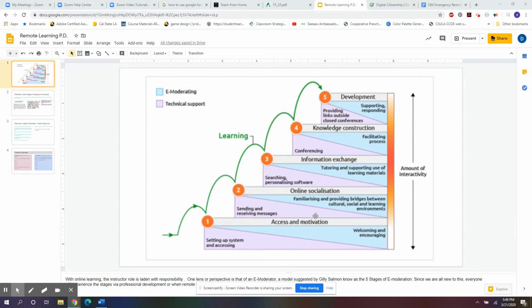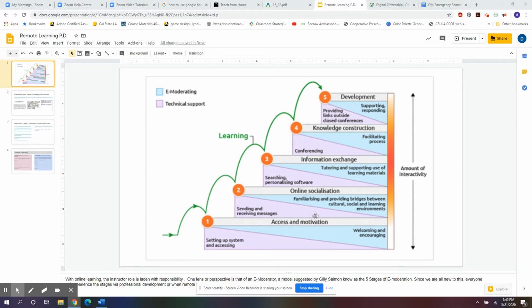Hi, I wanted to explain a possible framework that can be used to move forward with remote learning. It uses a combination of Gilly Salmon's 5 stages of e-moderating and Quality Matters emergency checklist for remote learning. There are other models out there, but I selected this one for its approachable visual explanation of one aspect of e-learning. So let's dive in.